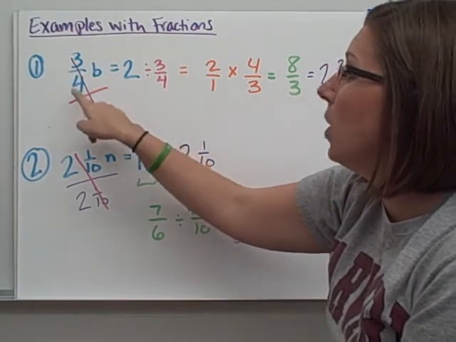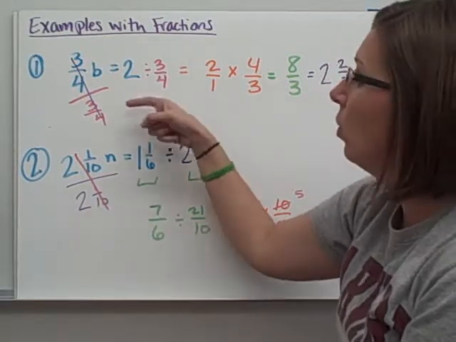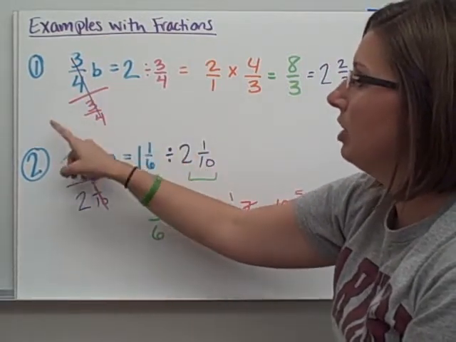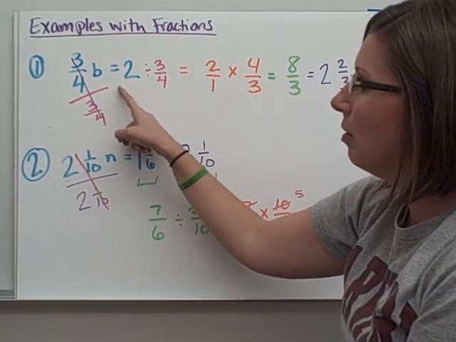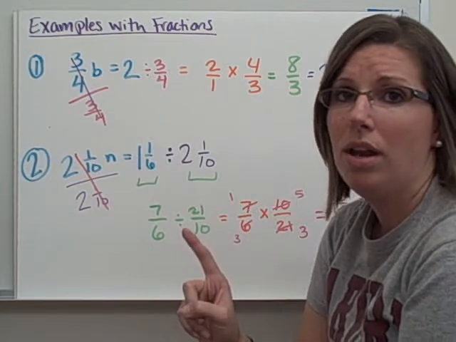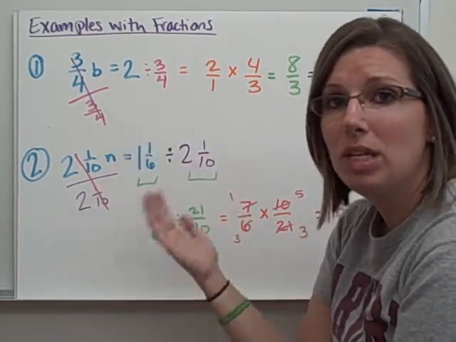So I have to undo what's happening to b. Well, b is being multiplied by a fraction. How do you undo multiplication? With division. So I'm showing you I'm undoing multiplication by dividing by 3/4. 3/4 divided by 3/4 is just 1. 1b. That's what I want. I want to know what 1b is equal to.